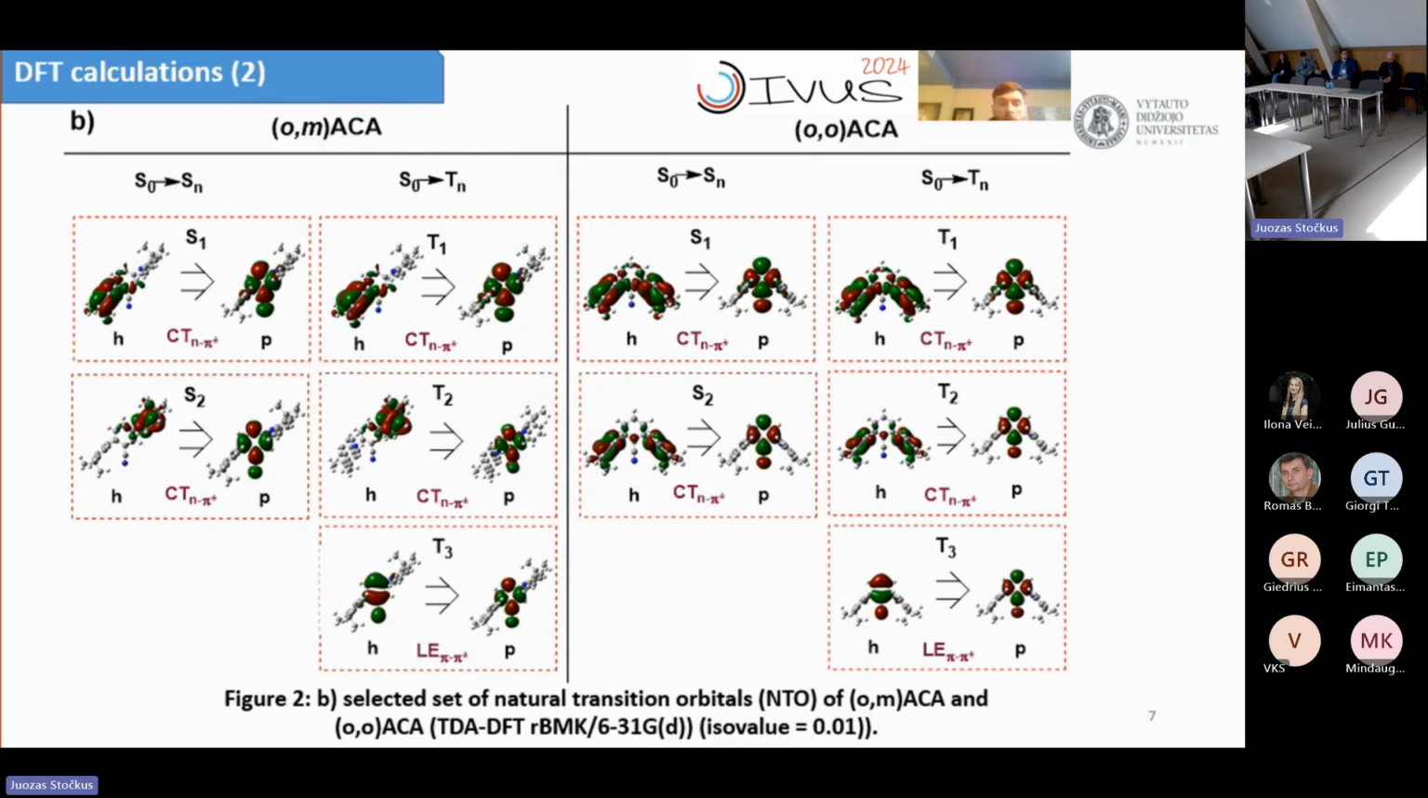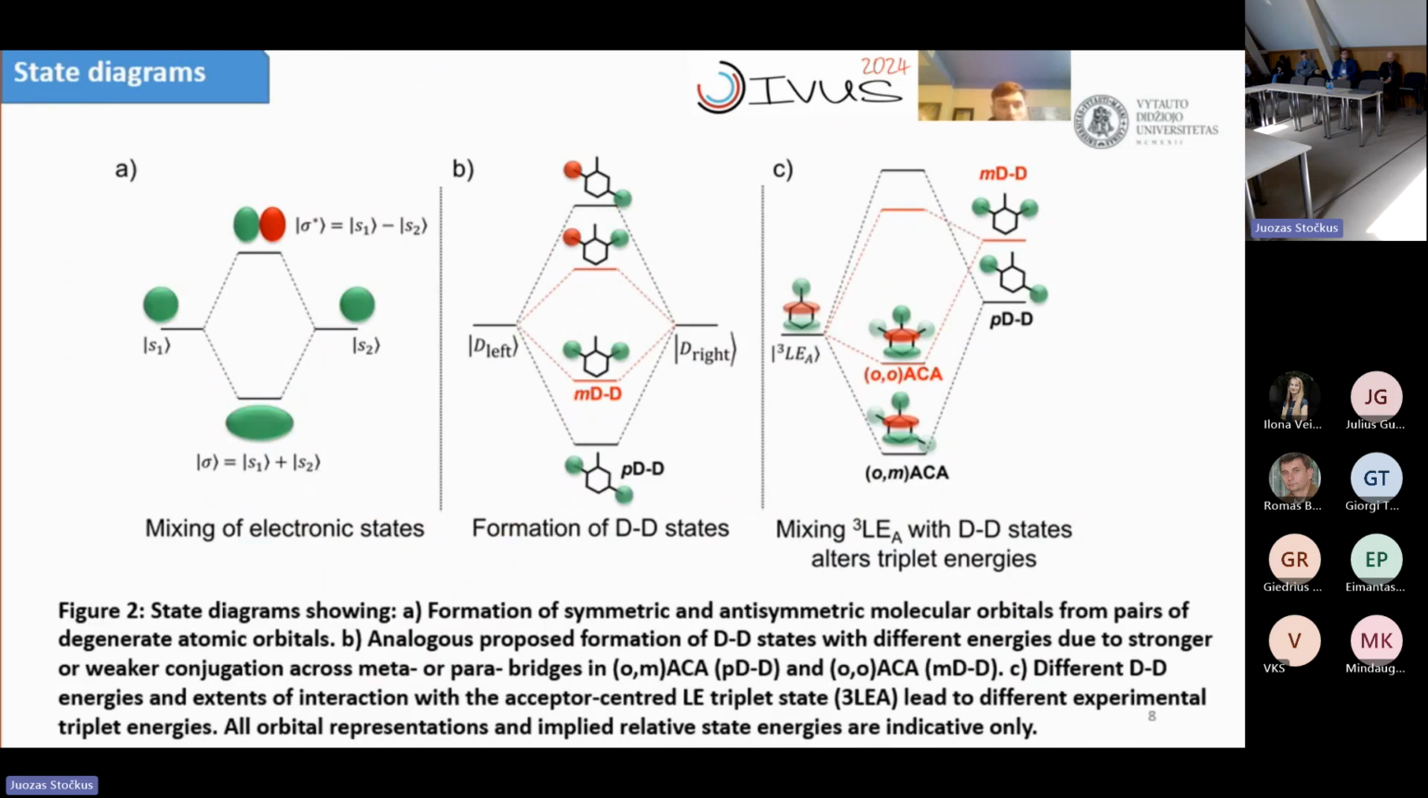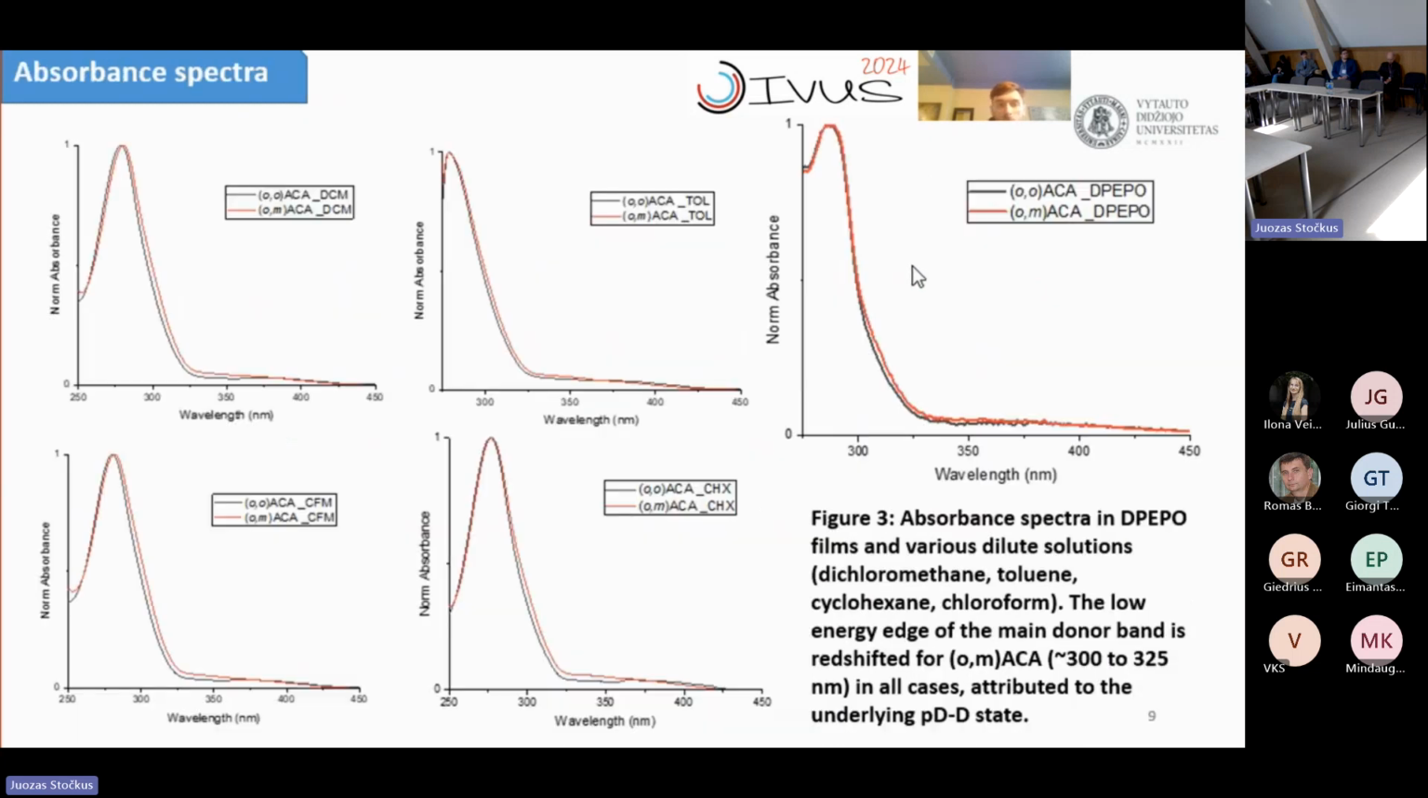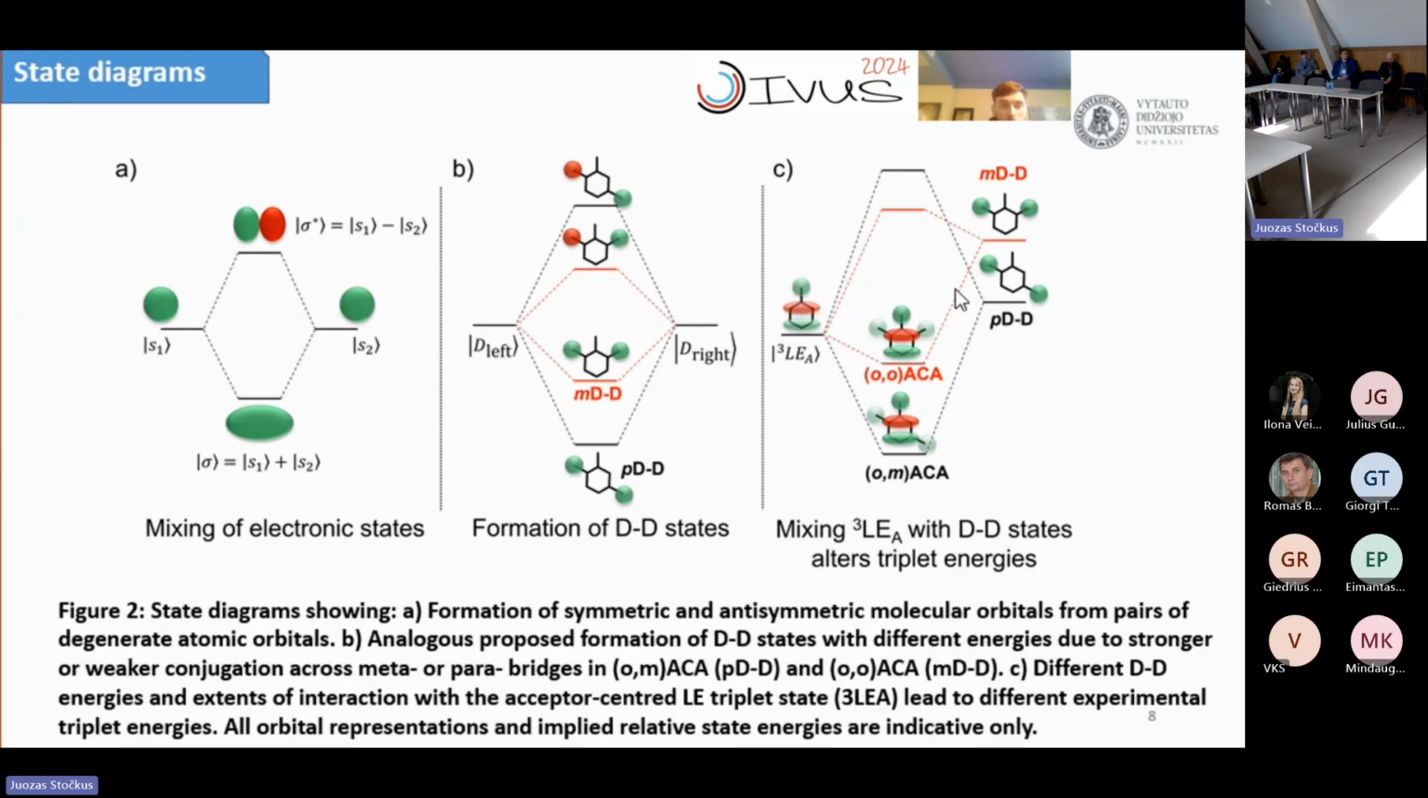In OOACA, the singlet 1 and singlet 2 states are much closer in energy, and each involves both of the ortho donor units. This represents symmetric S1 and asymmetric S2 combinations of ST states associated with either the left or right donor individually. This is analogous to the formation of symmetric bonding and antisymmetric antibonding molecular orbitals from combinations of degenerate atomic orbitals, and for the first two triplet states of ST nature similar trends are observed.